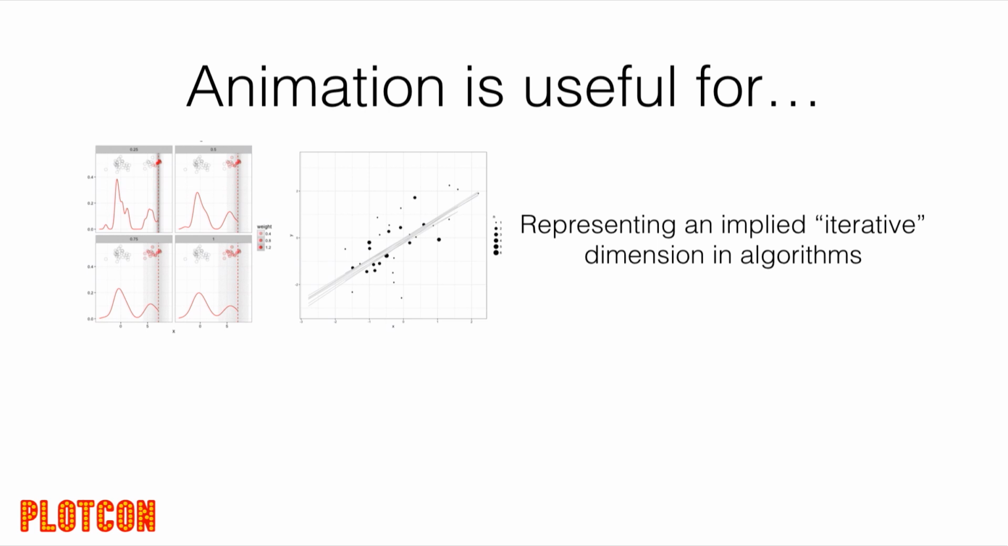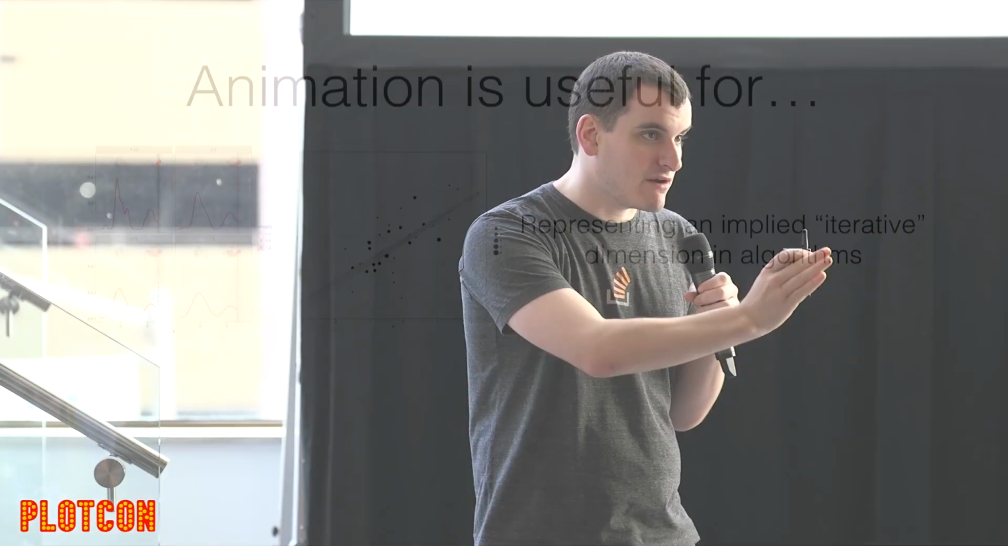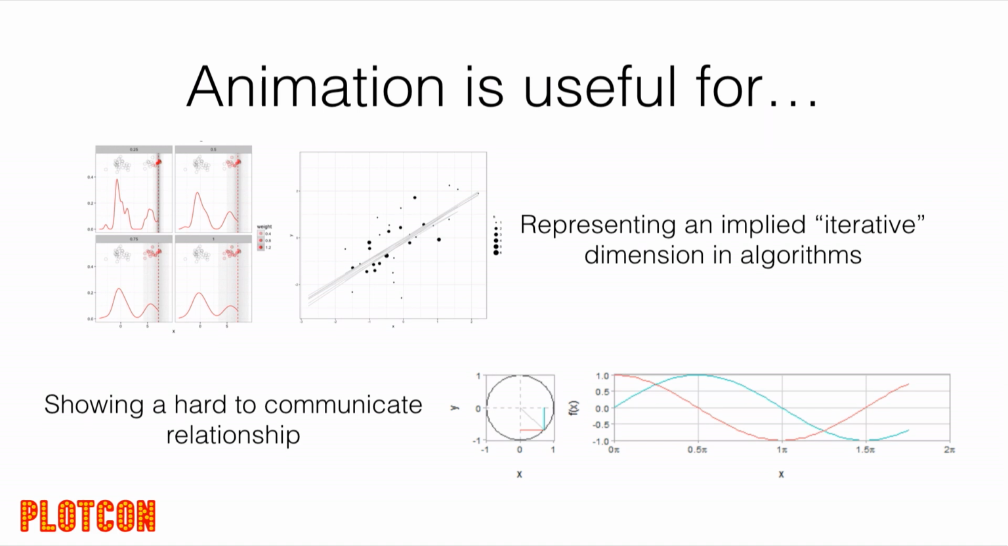You can take an implied iterative dimension in an algorithm, such as bootstrapping, where you have one frame for each bootstrap sample, or kernel density estimation, where you have one frame for each x, and this implied step gets turned into time. And you can use it to show a hard-to-communicate relationship, like between one point on the unit circle and the resulting points in the sine and cosine curve.